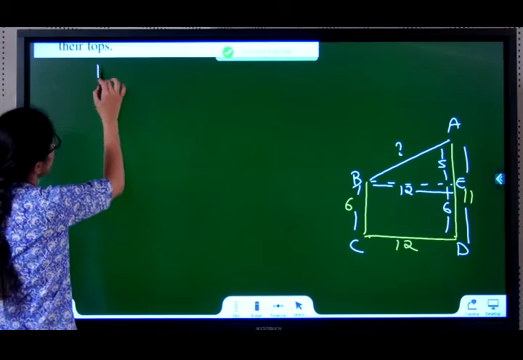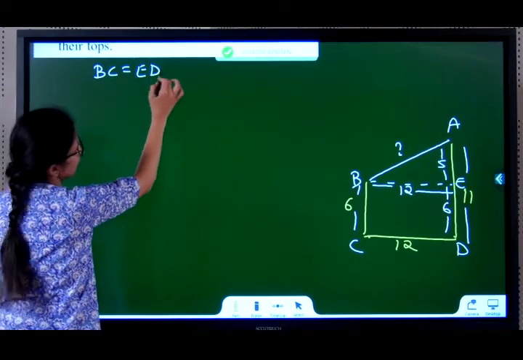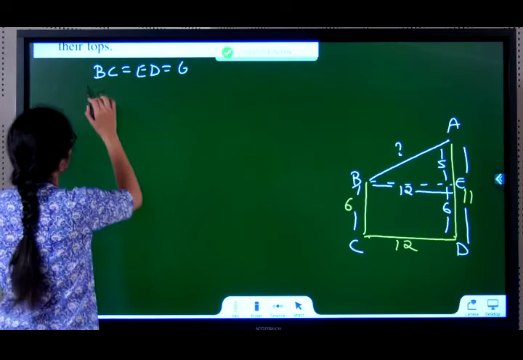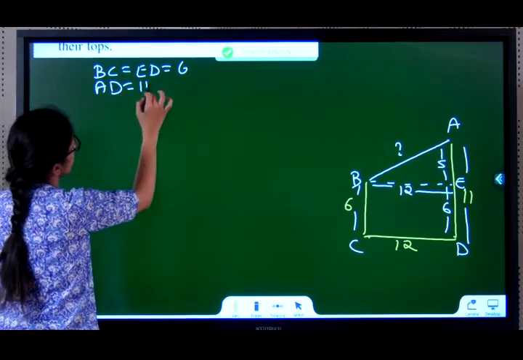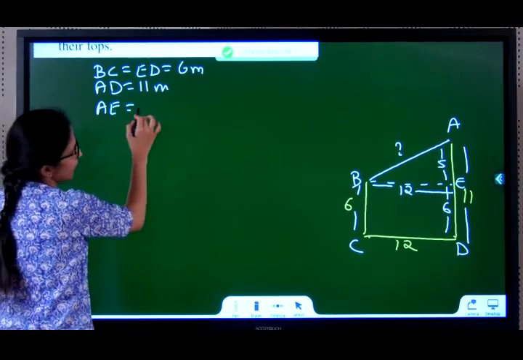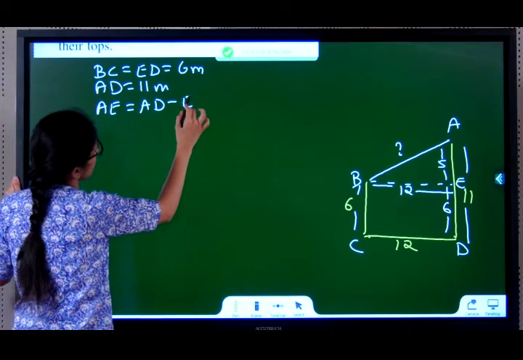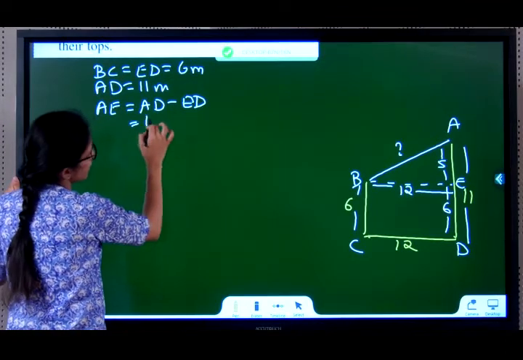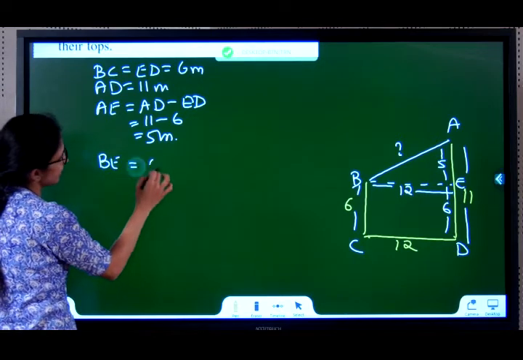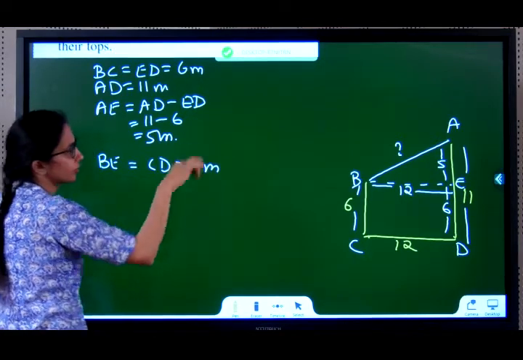How will you write this? BC is equal to ED equal to 6. Or ED is equal to BC equal to 6. AD is equal to 11 meters. So what can I say? AE is AD minus ED. AE is 11 minus 6, 5 meters. BE is nothing but CD equal to 12 meters. Now we got the whole figure.